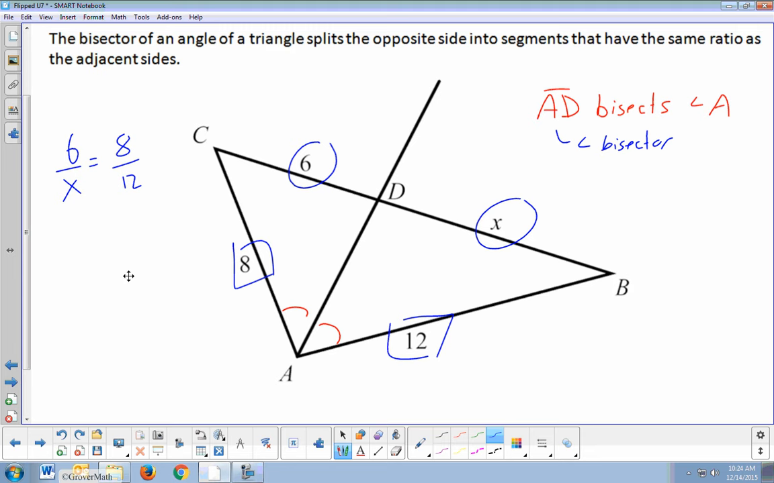And so we can solve this proportion here. We can cross multiply.